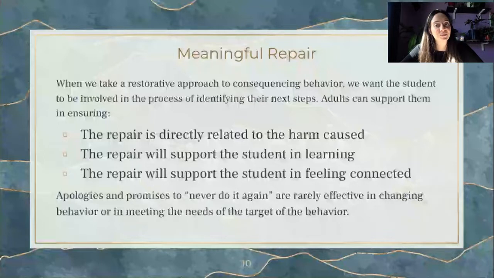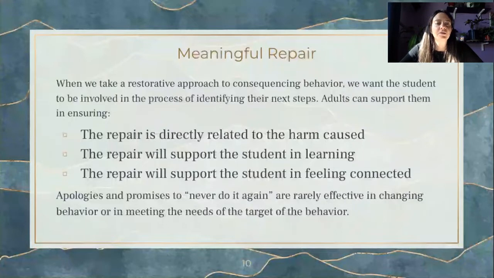When it comes to determining consequences for behavior, if we are taking a truly restorative approach, this should be done in partnership with the student. We as adults can support the student in identifying meaningful next steps. For a consequence to be meaningful and effective in repairing harm, I'm usually looking for three indicators.